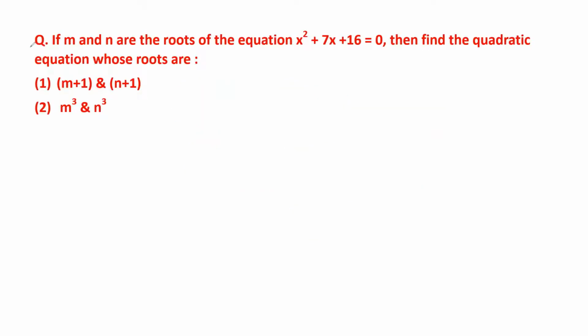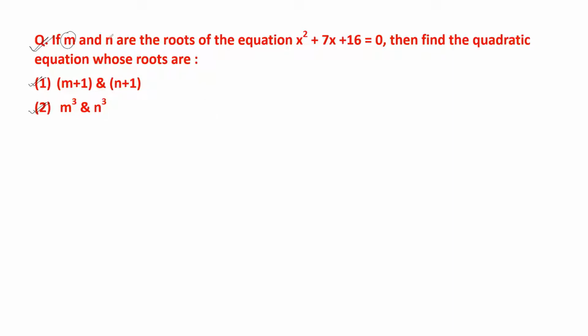Let us start with this question today. If m and n are the roots of the equation x² plus 7x plus 6 equals 0, then find the quadratic equation whose roots are, the first one, m plus 1 and n plus 1, and the second one, m cube and n cube. Before looking at the solution, I would request you to solve these questions from your end first and then check the solution.